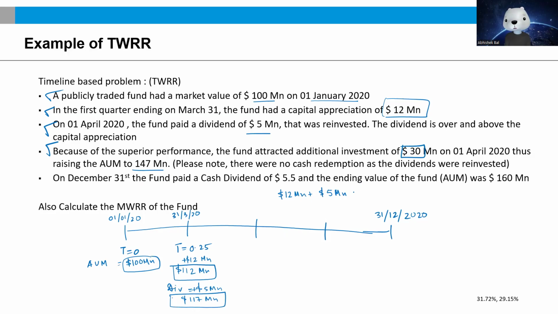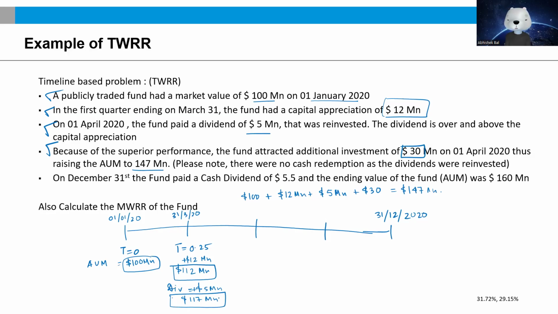Seeing the superior performance, external investors, maybe from the existing ones or the new ones, poured in another 30 million. We already had 100 million to begin with, as has been stated. So if we add all of them, of course, it's going to stump to $147 million.